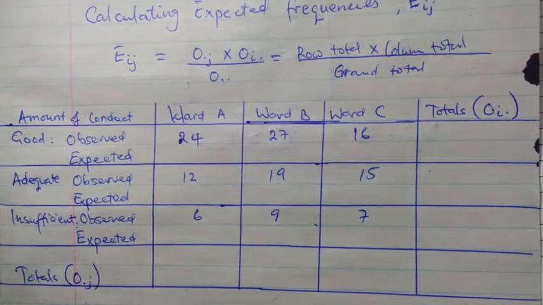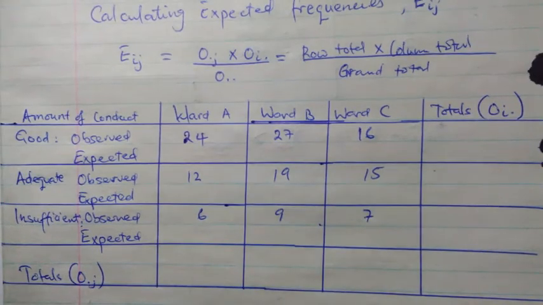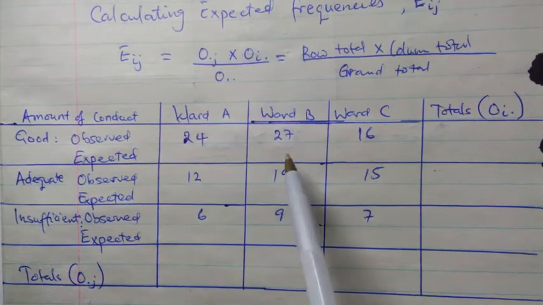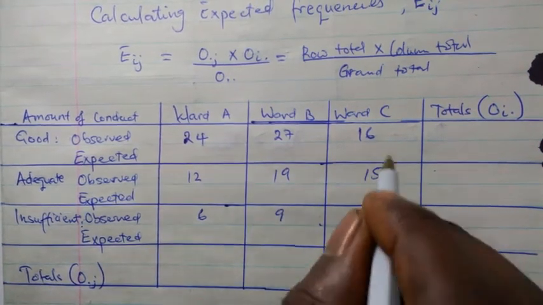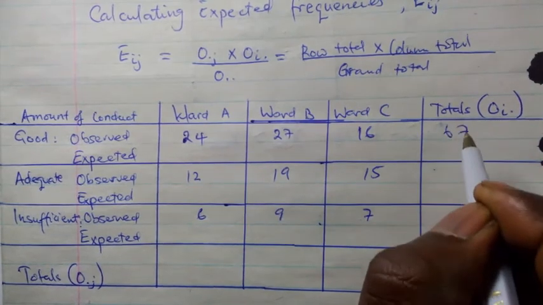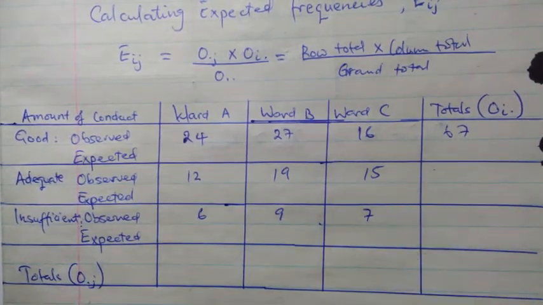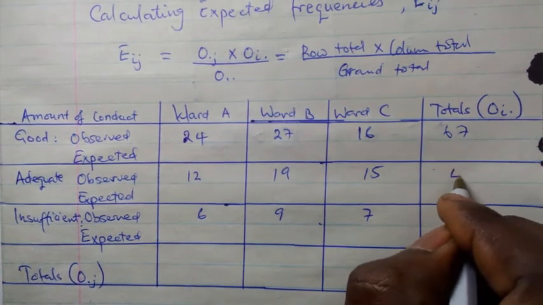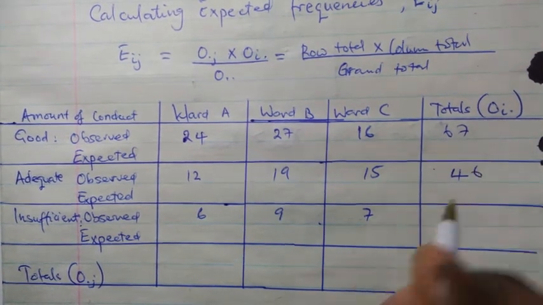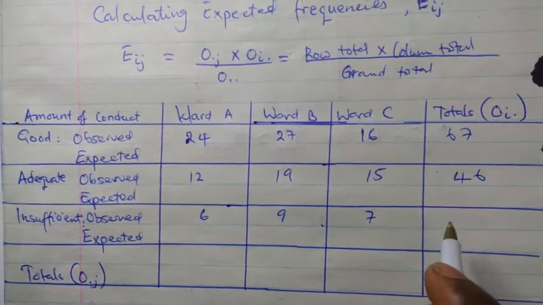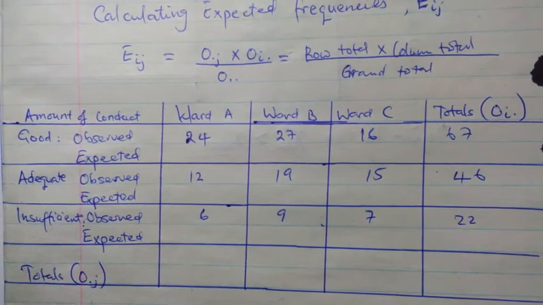and to calculate this we're just summing across the rows and across the columns. So here we're going to say 24 plus 27 plus 26 and we'll get 67, and then for the second row, 12 plus 19 plus 15. I'm sure this is very easy, this is not going to cause us any problems. So if we sum, we're going to get 46.